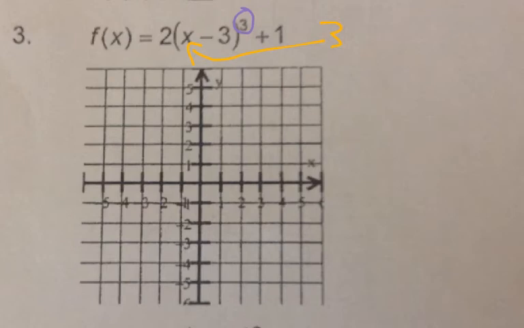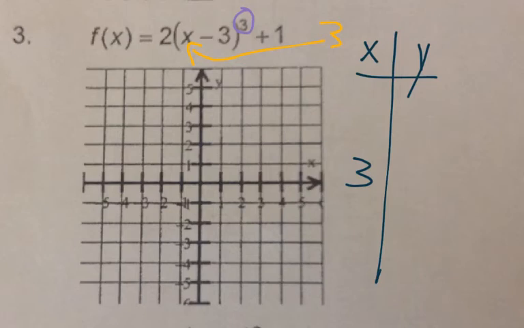So I'm going to make a table. And in my table, I'm going to put 3 right in the middle. And then I'm just going to pick a couple numbers that are smaller and a couple numbers that are bigger. You usually need between 5 to 7 points to get a good graph. And then it's just a matter of plugging it in.